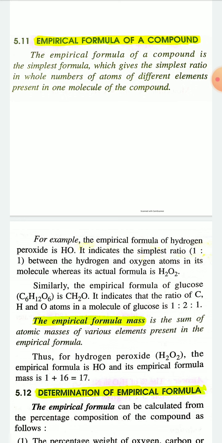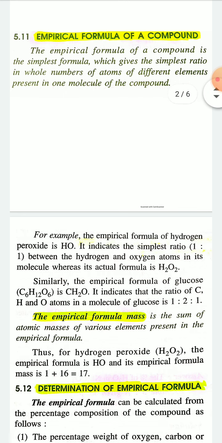Now the empirical formula mass. What is empirical formula mass? The empirical formula mass is the sum of atomic masses of various elements present in the empirical formula.